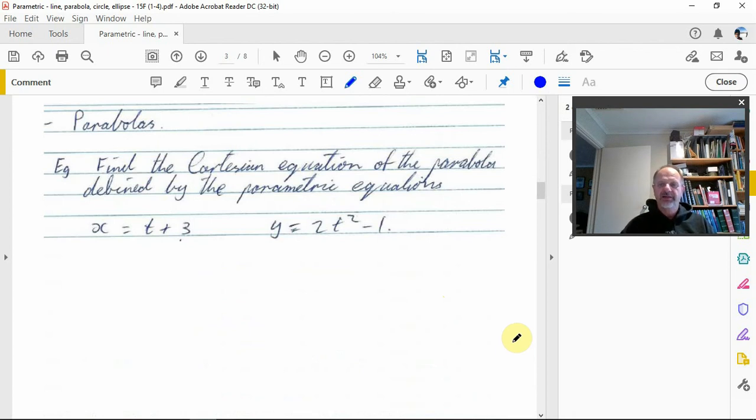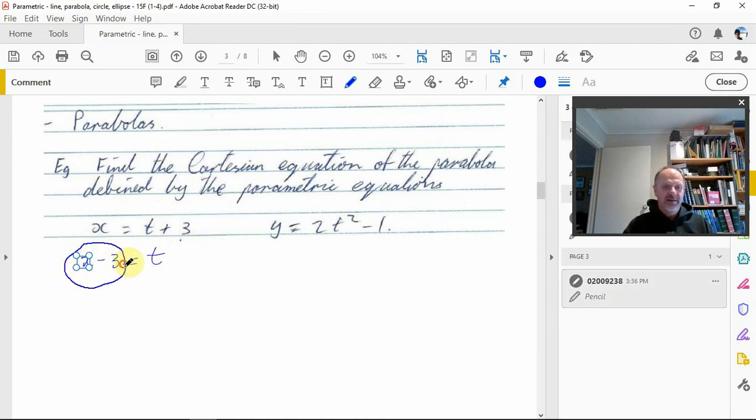Okay, again, when we're finding Cartesian equations, the same as we did before, we need to eliminate our parameter. A simple way of doing that is, let's take 3 from both sides here. Then we take that and substitute it in here for t. So y is equal to 2 times (x minus 3), and the x minus 3 is squared.